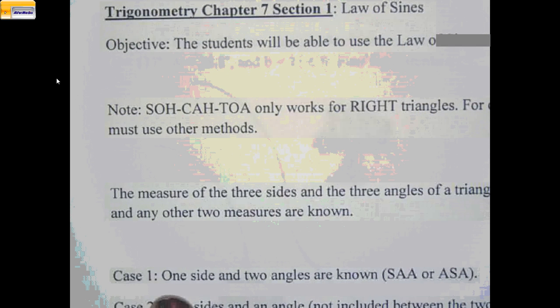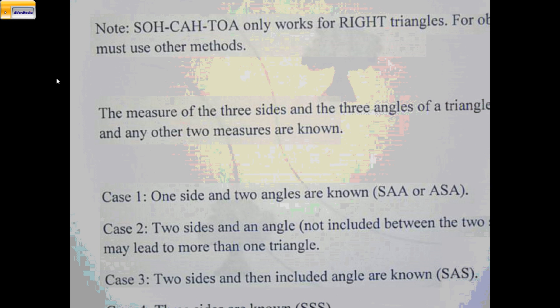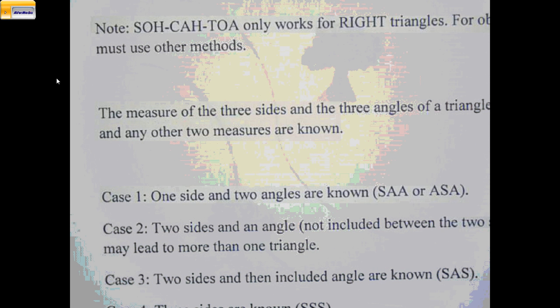For oblique, that's non-right triangles, we have to have some other methods, and we're going to learn one of those methods today. If they ask you to solve the triangle, it means find all three sides and find all three angles. They'll give you some of them, but you've got to fill in the blanks and find the rest. That's what it means when it says solve the triangle.